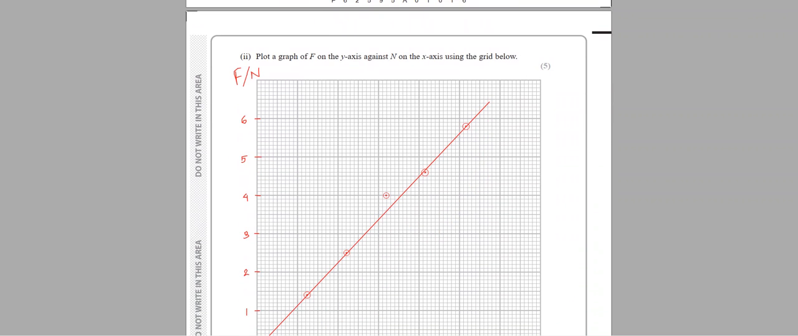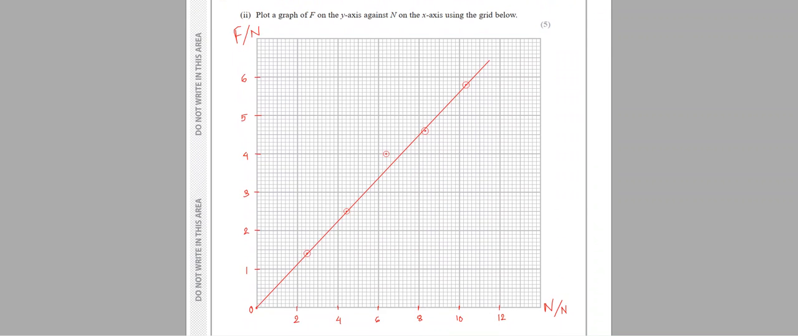Then the question says, plot a graph of F on the y-axis against N on the x-axis using the grid below. So this is your graph. The very first thing before even starting to draw a graph is to label the axes. That gets you the mark. So the y-axis is force, you're measuring the force in newtons. And the x-axis is normal contact force, which is again another force, and force is always measured in newtons. Just writing this, F in N and N in N, gets you 1 mark.